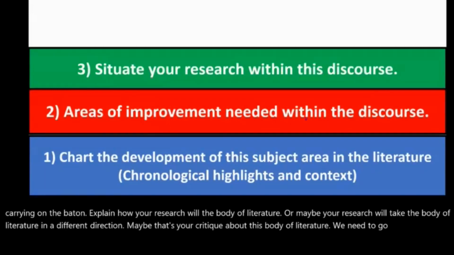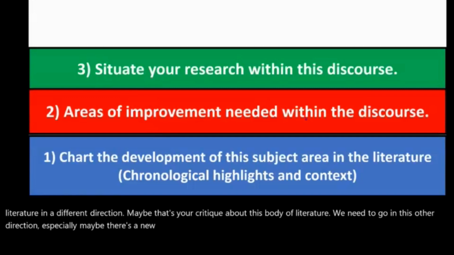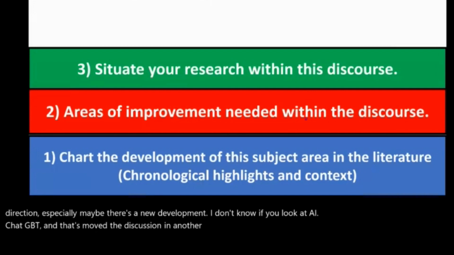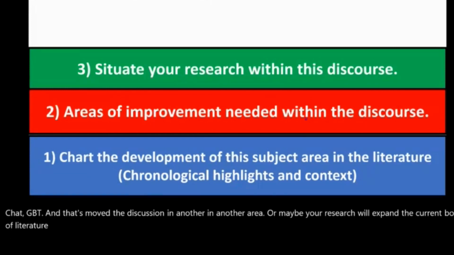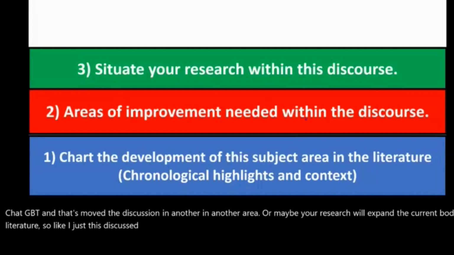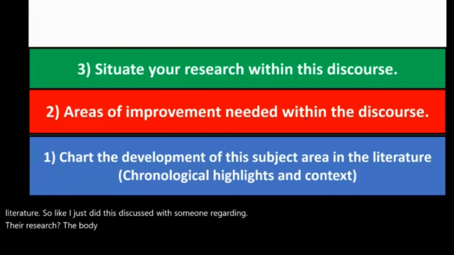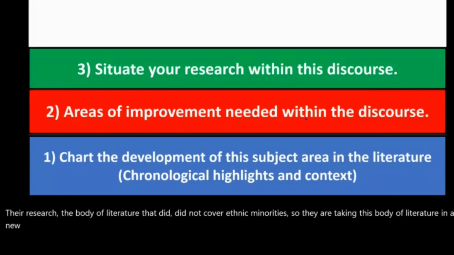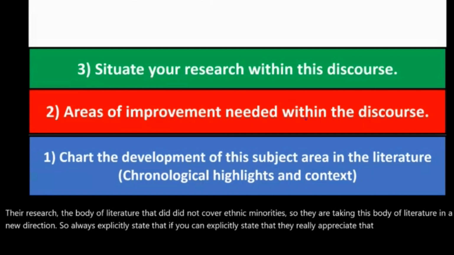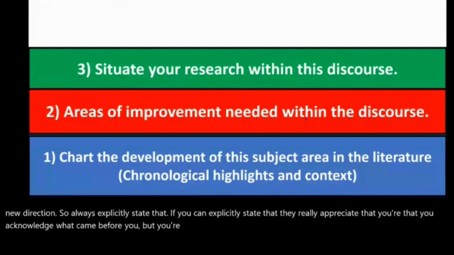We need to go in this other direction, especially maybe there's a new development. I don't know if you're looking at AI or ChatGPT, and that's moved the discussion in another area. Or maybe your research will expand the current body of literature. So like I just discussed with someone regarding their research, the body of literature did not cover ethnic minorities. So they are taking this body of literature in a new direction. So always explicitly state that. If you can explicitly state that, they really appreciate that you acknowledge what came before you, but you're going to pivot, you're going to slightly move the literature in a different direction because it's needed.